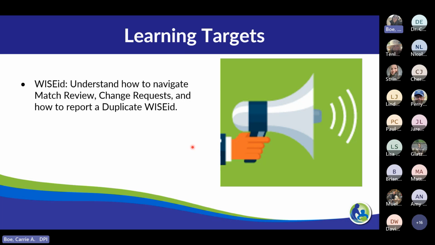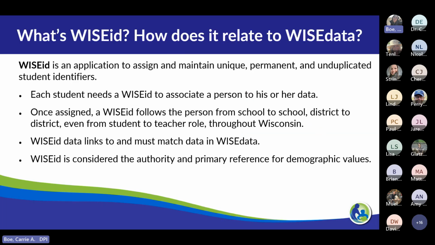So our learning targets today with WISE ID. I want you to understand how to navigate the match review process. We're going to talk about how to submit a change request and how to report a duplicate WISE ID. I know that this is a lot of clicks. I know this is kind of redundant. Everything's WISE, right? But the WISE ID, please tune in on this. This is when we get the most help tickets, the most questions, the most hand holding, because it can be kind of complicated, okay?